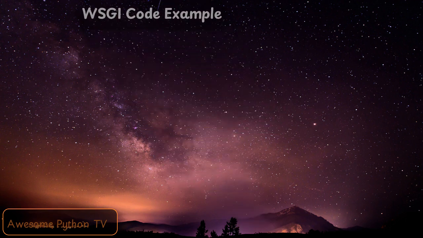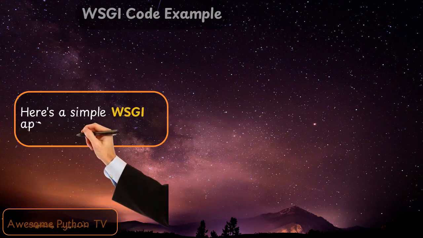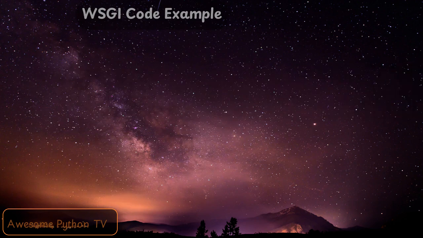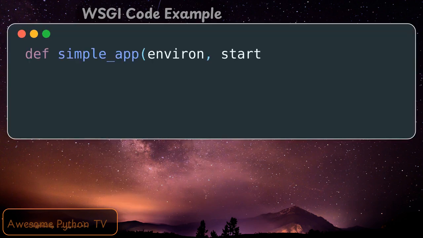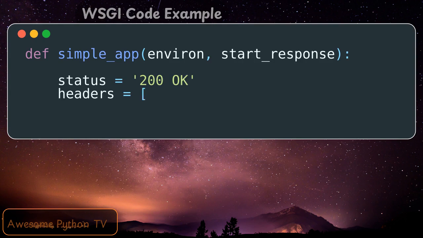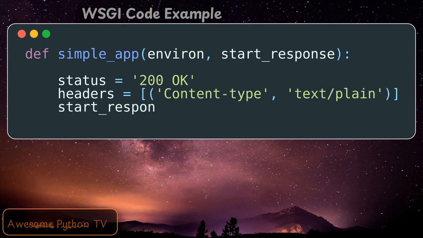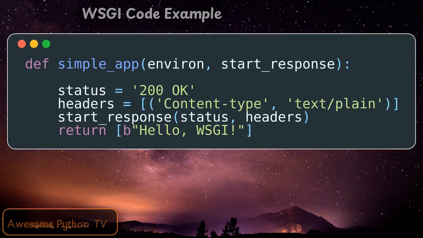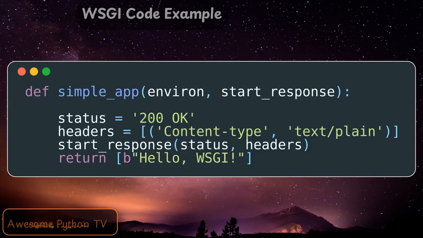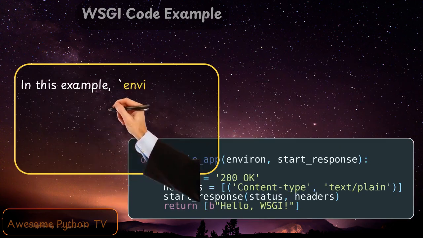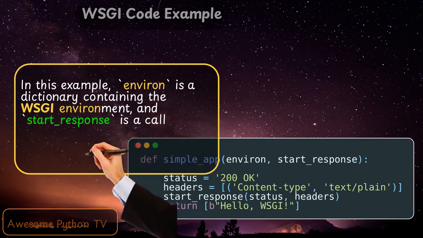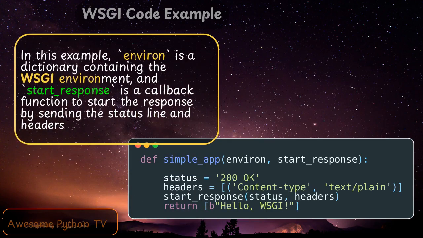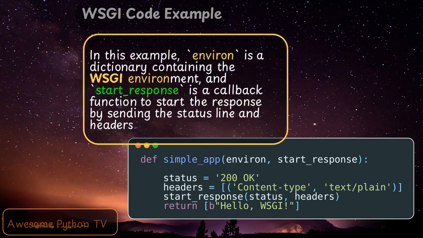WSGI code example. Here's a simple WSGI application example. In this example, environ is a dictionary containing the WSGI environment, and start_response is a callback function to start the response by sending the status line and headers.